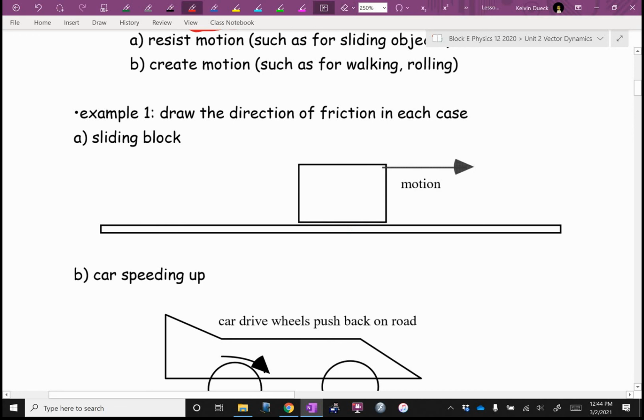Which way is the block sliding? To the right? Which way would friction be pointing? Backwards. To the left. Good.